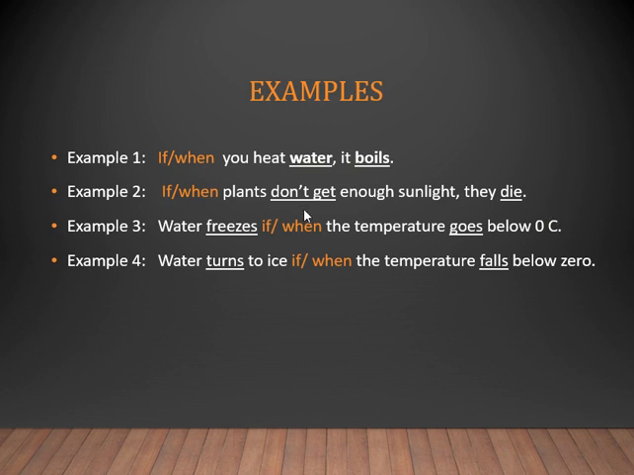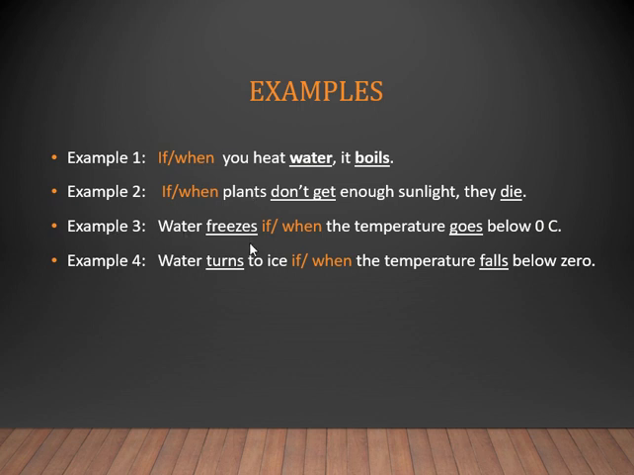Example 2: if or when plants don't get enough sunlight, they die. Because plants need enough sunlight to stay alive, if they don't get enough sunlight, they die. Here we have verb 1, don't get, because we talk about plants, plural form, right? Don't forget simple present: we use verb 1 for plural, and we use verb 1 plus s for a singular subject like she, he, it.